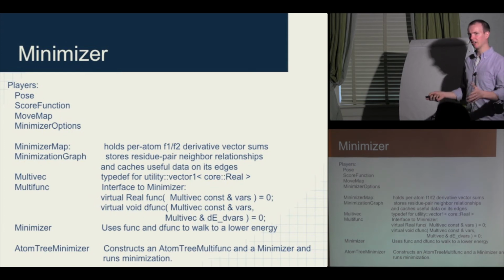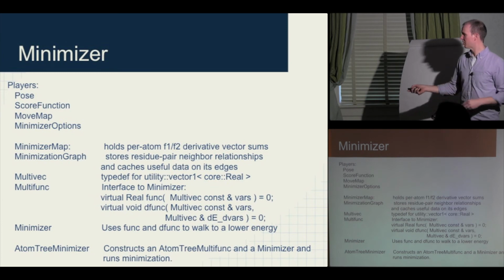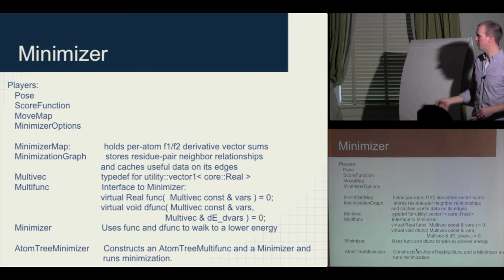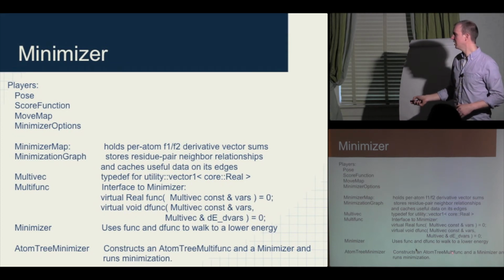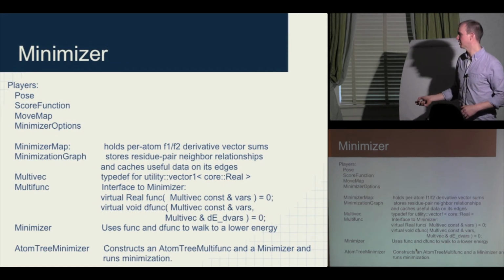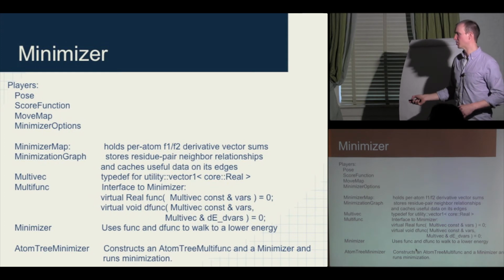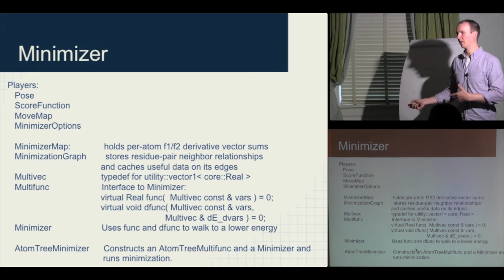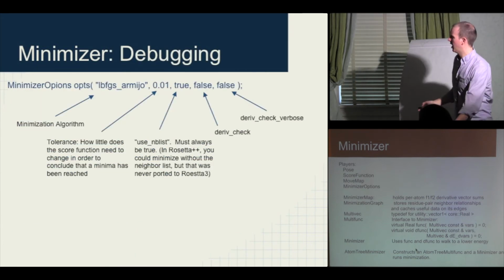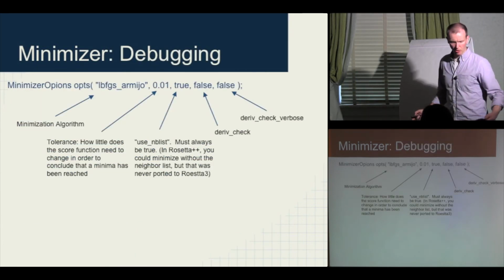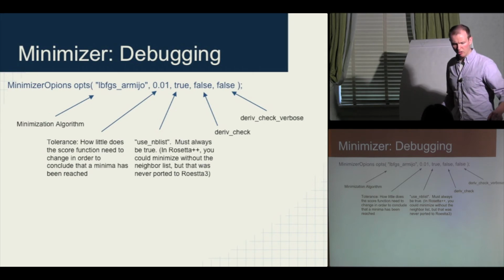Actually, I'm going to talk about it on the next slide. This is the third to last slide. Okay, so the atom tree minimizer, that's the one I was just telling you about. It constructs this atom tree multifunc, which derives from multifunc, and then it creates a minimizer and then runs minimization. So that's the main interface here. And if you run the min mover, I think it's using an atom tree minimizer.